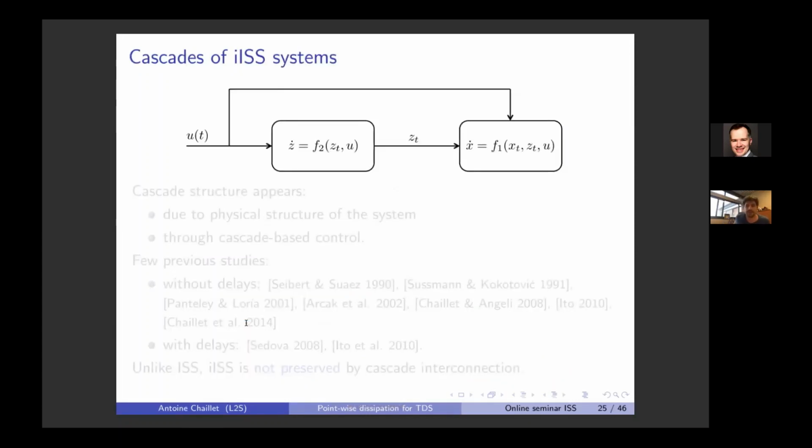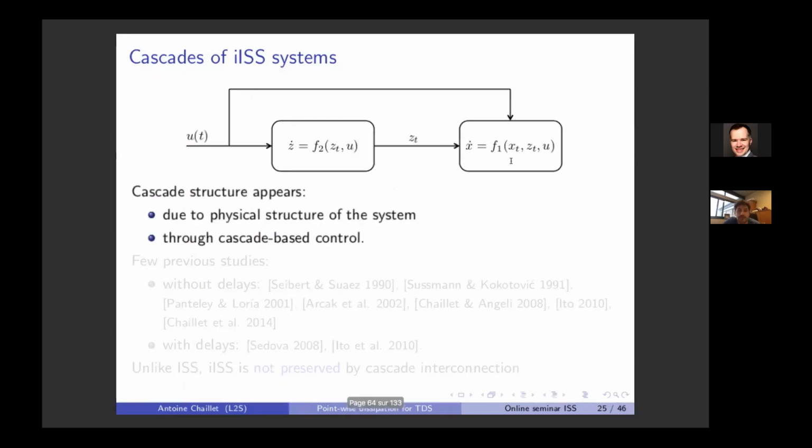So then I will use this to study a cascade of integral ISS systems. So in cascades, you have an input U that is fed to a first system called the driving subsystem in terms of Z. And this Z serves as an input to a second subsystem called the driven subsystem here. But the driven subsystem has no influence on the driving subsystem. That's why it's a cascade. But maybe U can directly have a feedthrough on X.